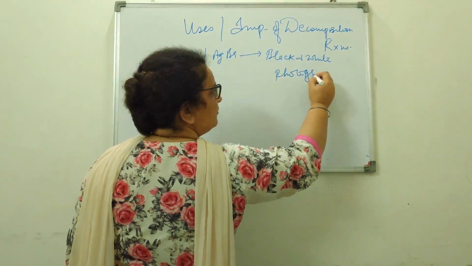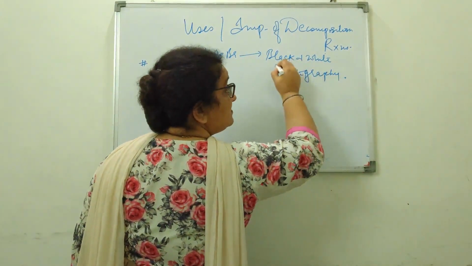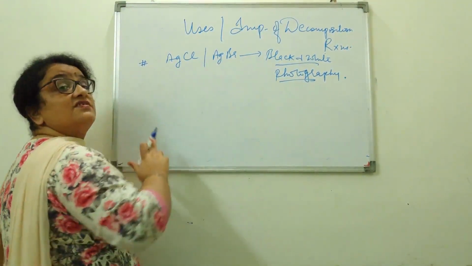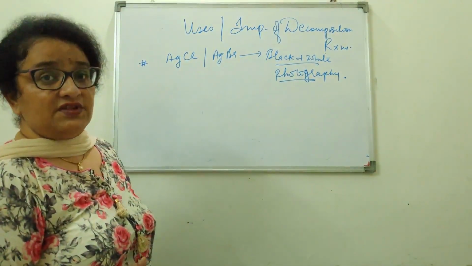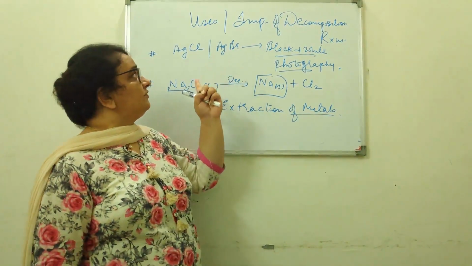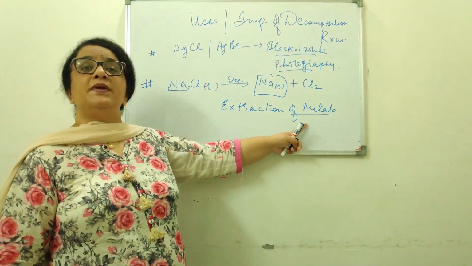Black and white photography. This is the clue if any question is asked from this. I will be discussing after this. Next use of this is extraction of metals.